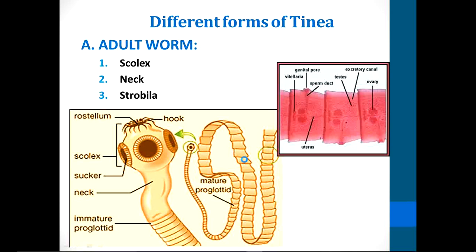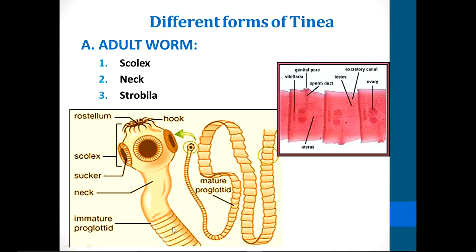I'm going to talk about various forms of Taenia. There is an adult form, the larval form, and the egg form. Let's first have a look at the adult form, which is also known as the adult worm, and it has three main parts: the scolex, neck, and the strobila region. The scolex region is known as the head region. It may have a protrusion, which is called rostellum with hooks. There are suckers, and there is the neck region, and then the strobila part, which is the segmented region.